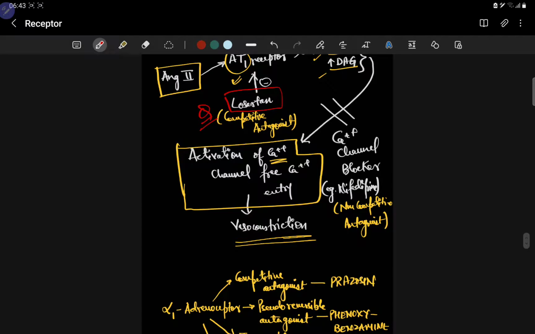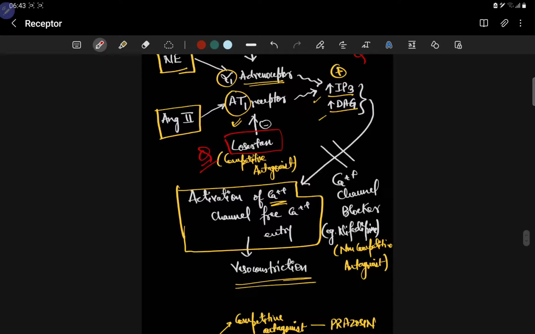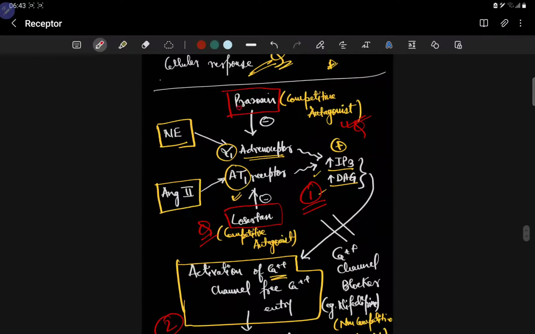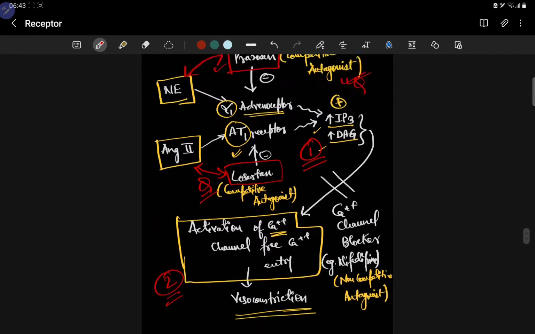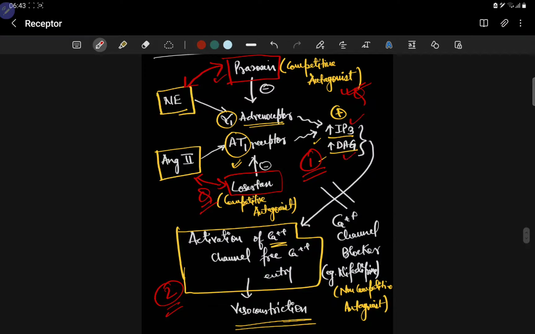But if we see, that is the second response. First response was this IP3 increase in DAG, and second response is this. Okay, so the first response, what will happen, this prazosin will compete with noradrenaline to produce an effect. Losartan will compete with angiotensin 2 to produce an effect. But here in this case, there is activation of calcium because of the increase of IP3 and DAG.